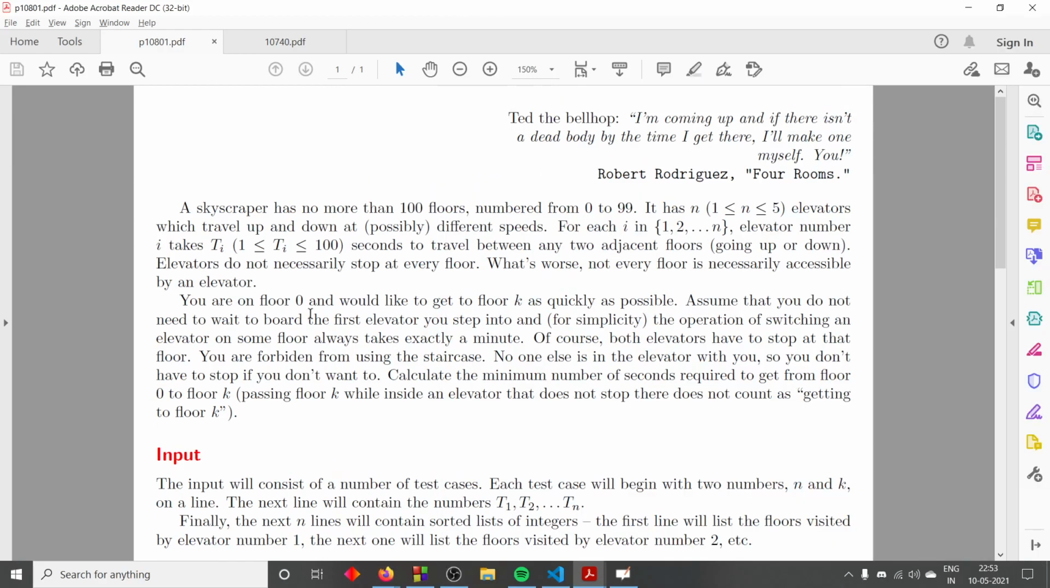Guys, I will be discussing problem 10801 on UVA. It's a graph theory problem. So I'll just explain the problem statement real quick.